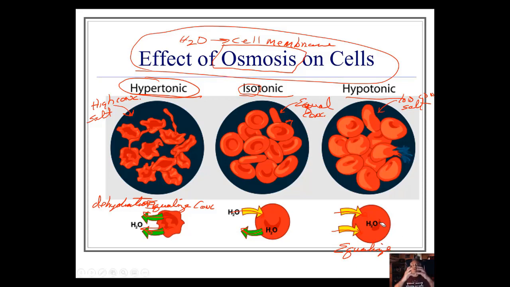You can have cells, and the depiction here is of red blood cells. You can have cells swell and eventually burst, exceeding the tensile strength of the cell membrane, and that can also be deadly. So ideally, you want an isotonic environment external to the cell, not a hypotonic or low concentration of salt outside the cell, and not a hypertonic, high concentration of salts outside the cell.